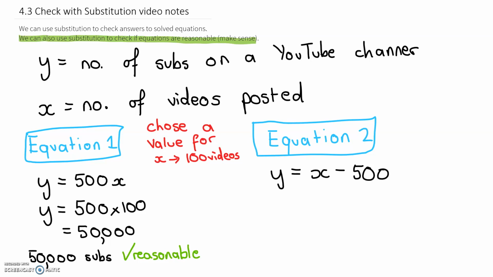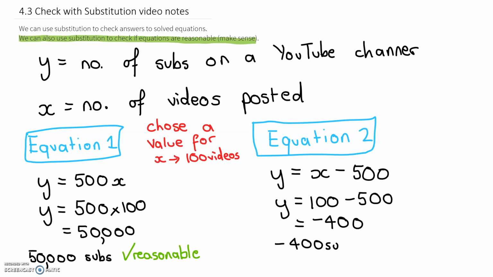Let's test this second equation now, and we're going to do the same thing. We're going to take our equation and we're going to sub this x equals 100 videos into it and see what we get. So let's put in that 100. And now we get 100 take away 500, which is negative 400. Uh-oh, that does not make sense. How could you have negative 400 subscribers? That's a bit silly, right? It's not really possible in this situation. So we would say that this equation is not reasonable because it's not possible to have negative 400 subscribers.